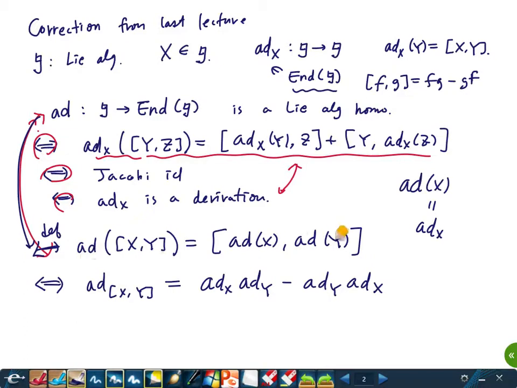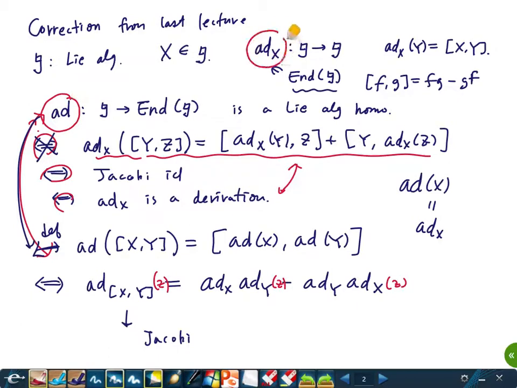So this is the same as this, which is of course the same as this, but this follows from the Jacobi identity. That's another way of considering the Jacobi identity. Once we have Z here, then this eventually becomes the Jacobi identity. So this is what I want to say. So instead of this, just use this relation. Okay. Oh, and by the way, this one is a Lie algebra homomorphism.